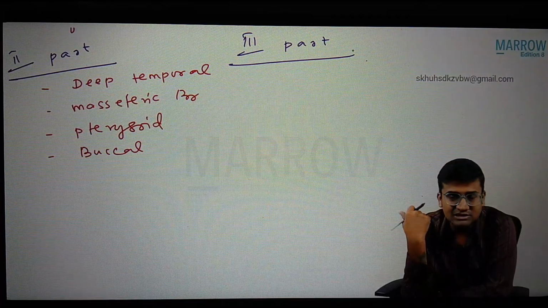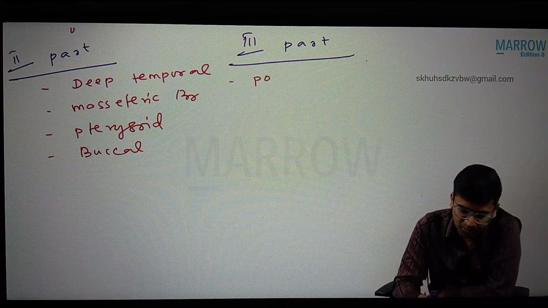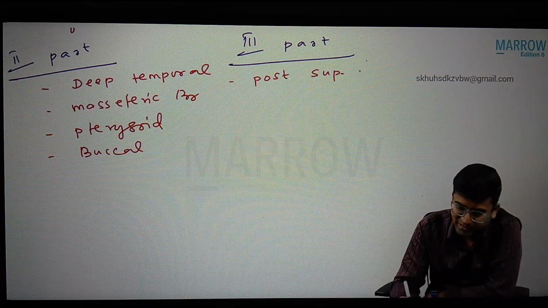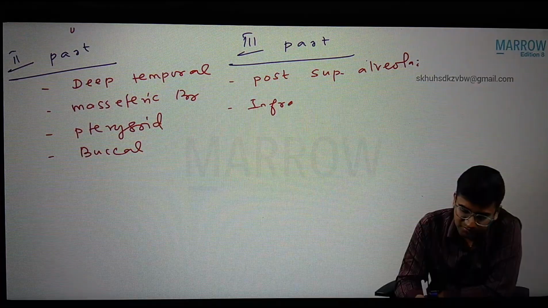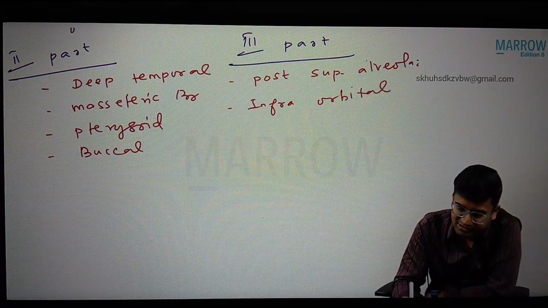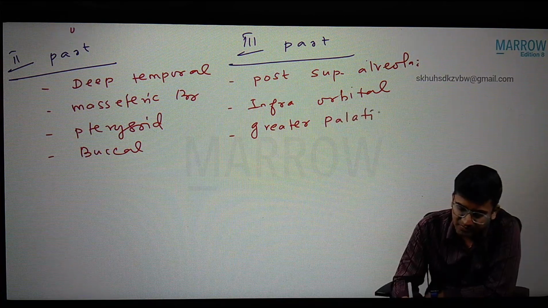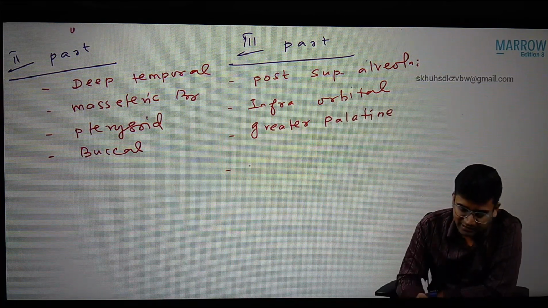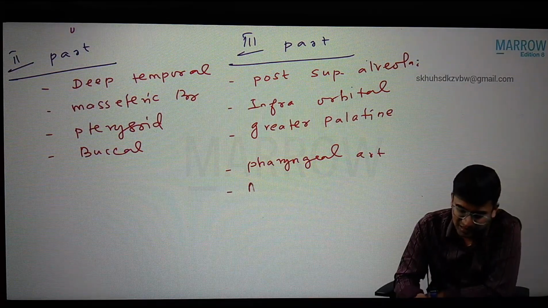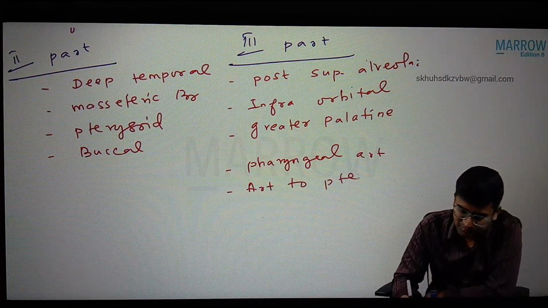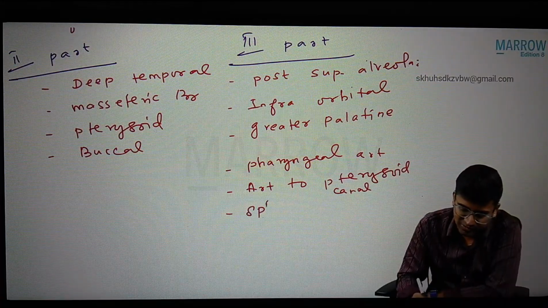From the third part, present in the pterygopalatine fossa, we have 6 branches. Number one, posterior superior alveolar artery. Number two, infraorbital artery. Number three, greater palatine artery. Then pharyngeal artery, artery to pterygoid canal, and the last one, sphenopalatine artery.